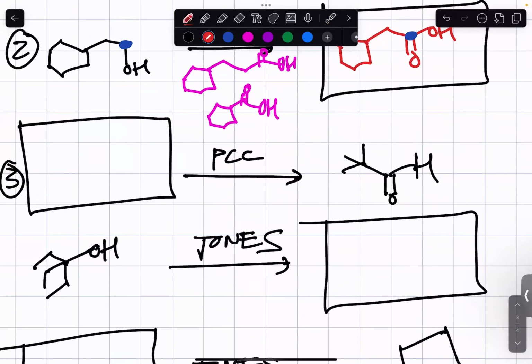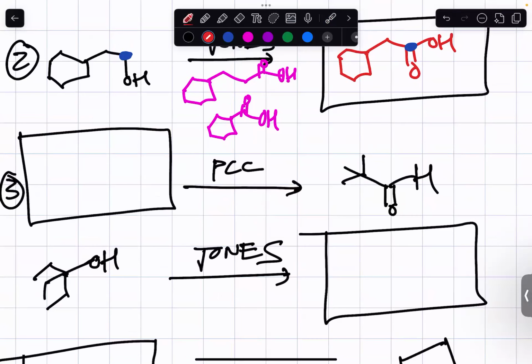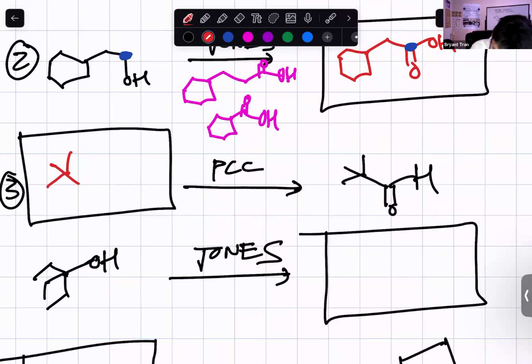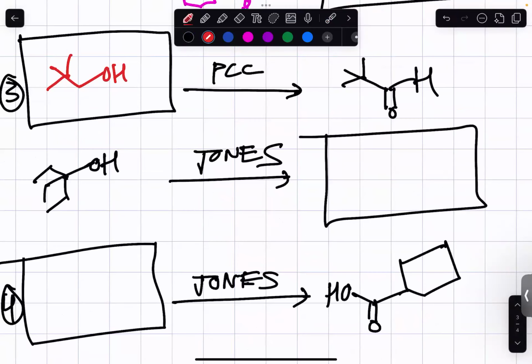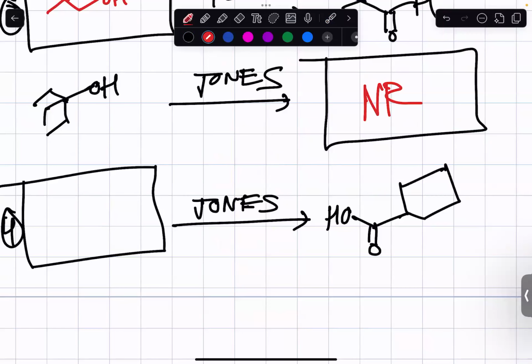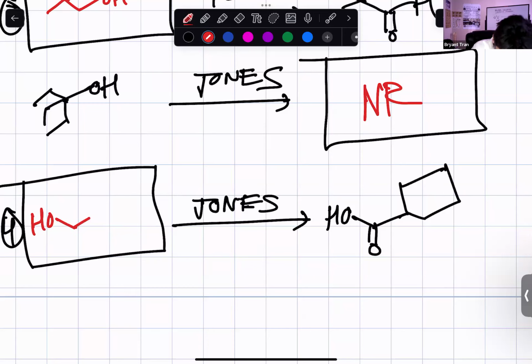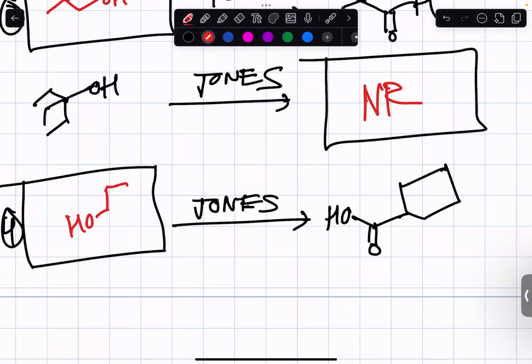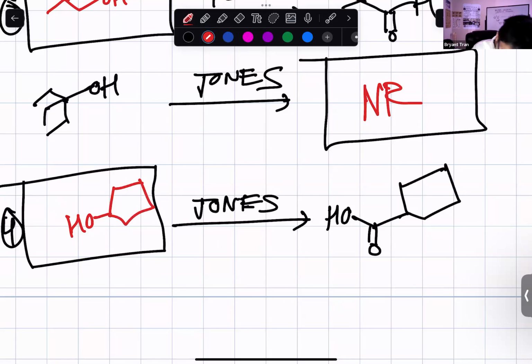Third one, the original is supposed to be the primary alcohol. Yeah, just an OH. Right. Fourth one, I put no reaction. No reaction. That's right. And then the reactant should be the primary alcohol on the cyclopentane. Like this, I think? Right. So what kind of alcohol is this? Primary, secondary, or tertiary? Secondary.